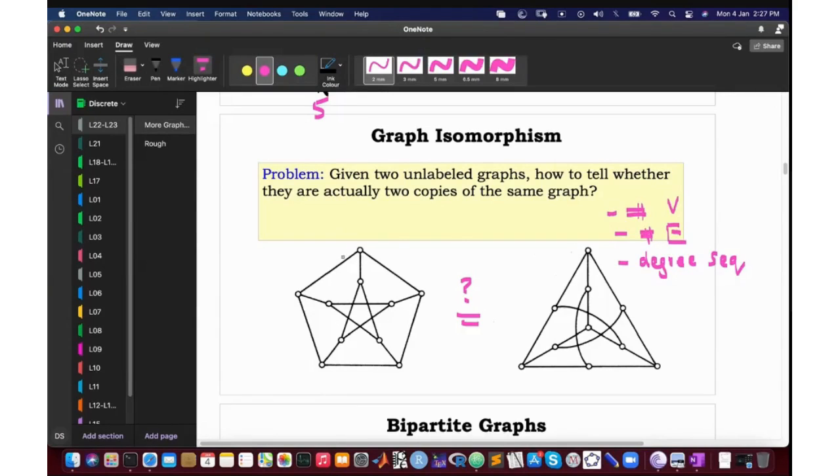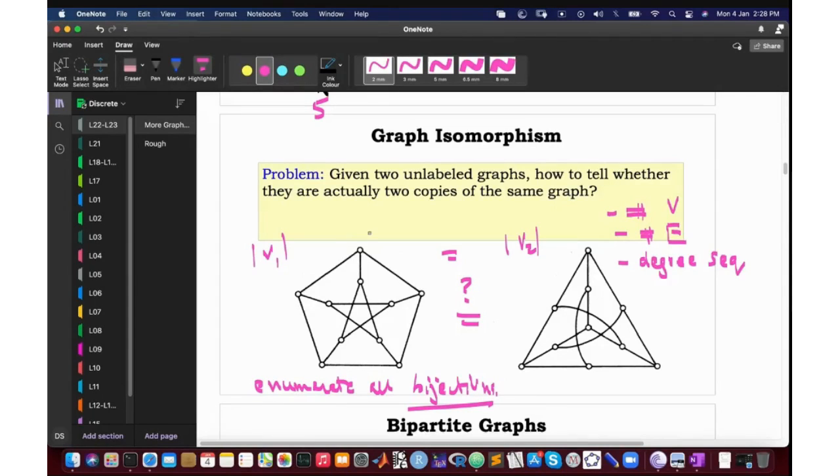So what you could do is find a bijection. If all of these things are true, if the number of vertices, the size of V1, is equal to the size of V2, then there should be a bijection from the vertices in this graph to the vertices in this graph. So what you could do is enumerate all bijections, and then for each bijection, you can check whether you end up with the same set of edges or not.